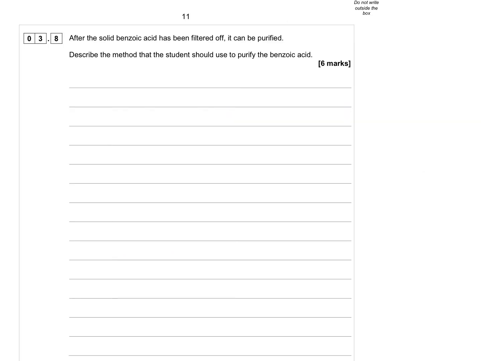So here's another 6 marks for a method, describing the process of recrystallization. So important things to point out: state what the purpose of each step in the recrystallization is, as well as giving a logical sequence. So write out a method for how you would do the recrystallization.